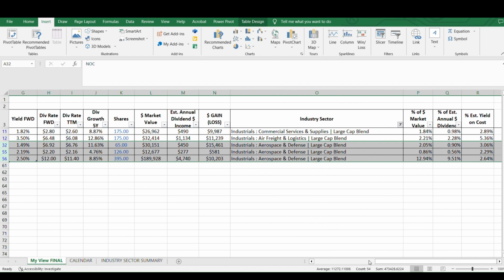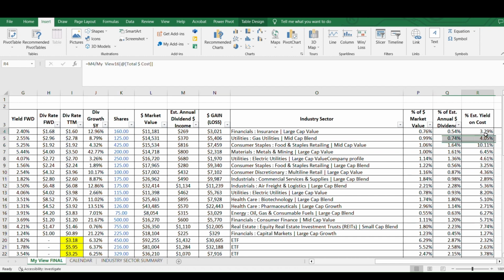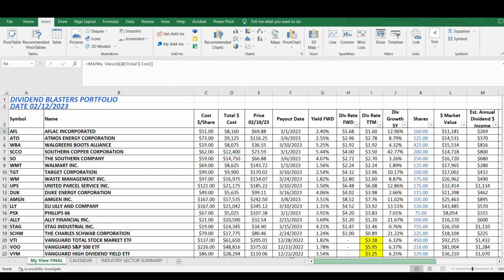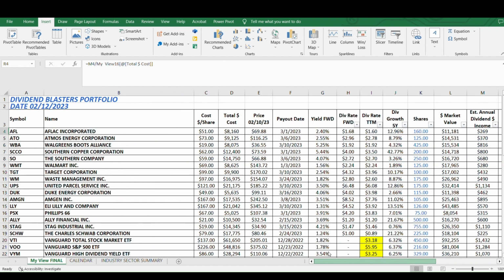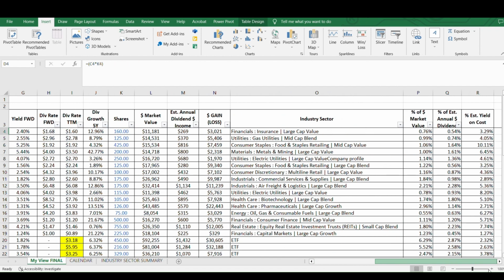Let's select all of them for a second. So the yield on cost is essentially the dividend income over the cost of the investment. For instance, let's take one stock. He's got Aflac, okay? He is getting $269 a year in Aflac, and his total cost was $8,160. That comes to about 3.29%.